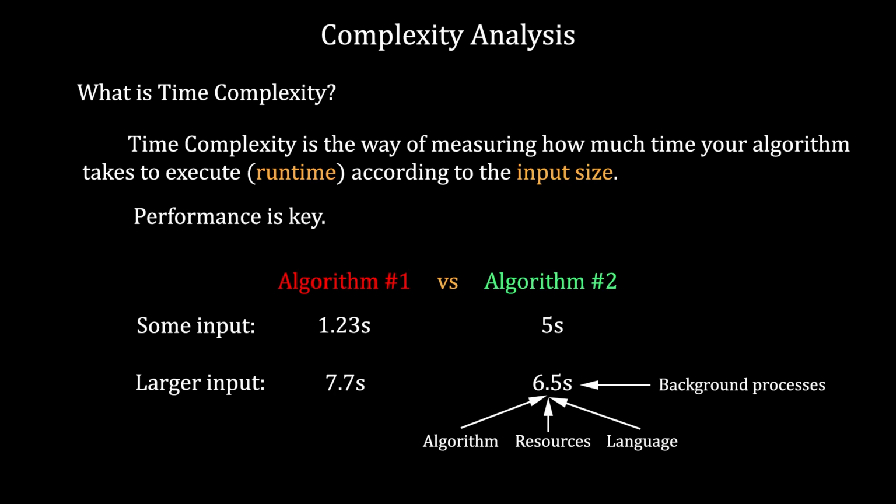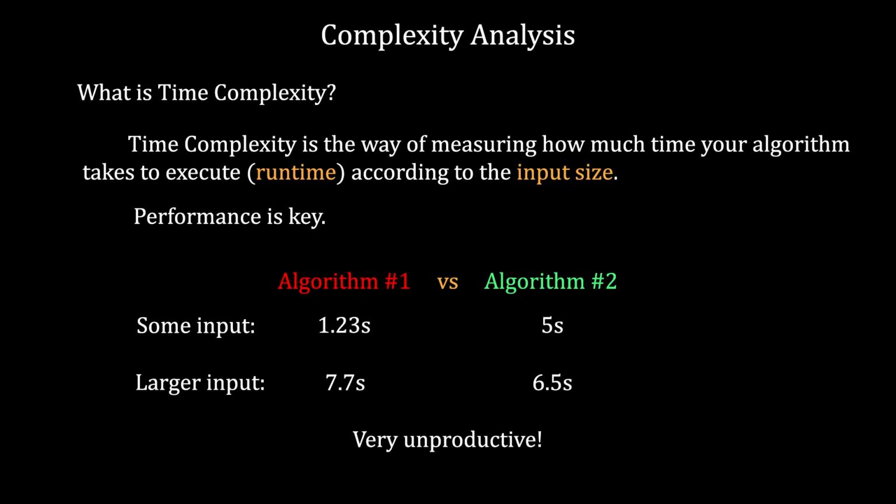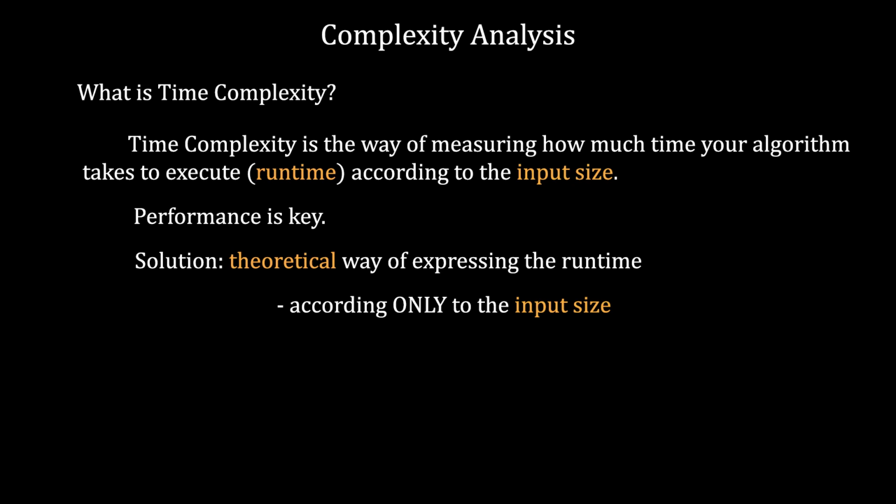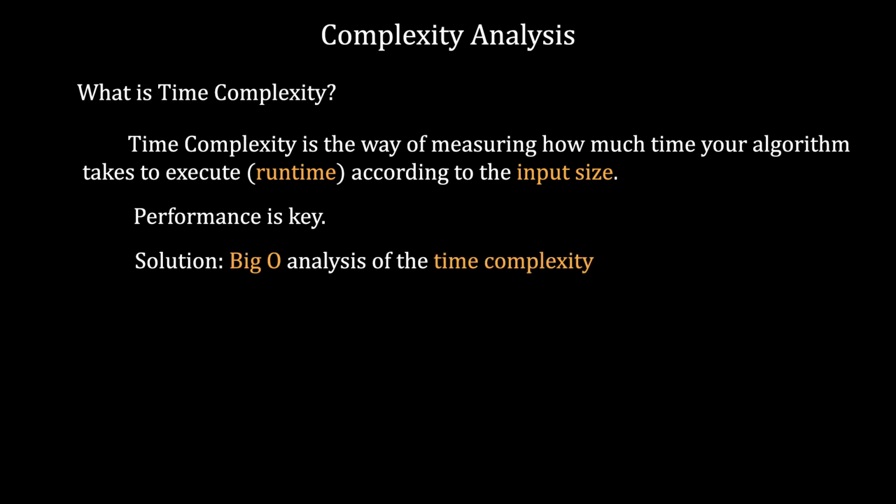Also, if you think about it, this process of comparing two algorithms is very unproductive. After coming up with the algorithms, you have to write them, you have to execute them, and then you compare those runtimes. So imagine how many lines of code were written in vain just to find out later that that algorithm is not even close to the best one. So what is the solution to this? The solution is finding a theoretical way of expressing the runtime according only to the input size and before the algorithm is even written. And this is what we call the Big O analysis of the time complexity.